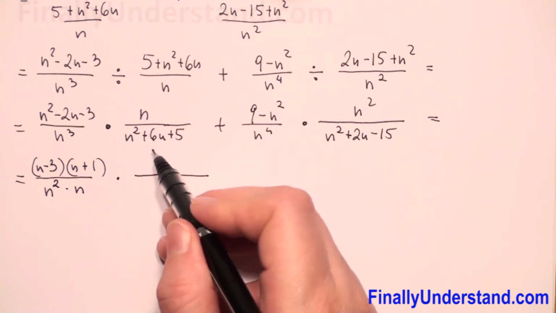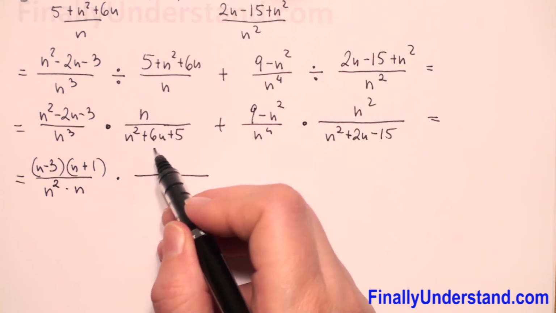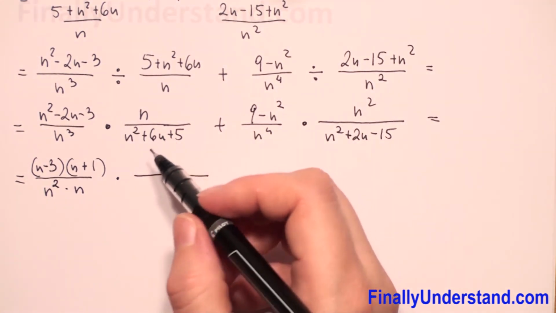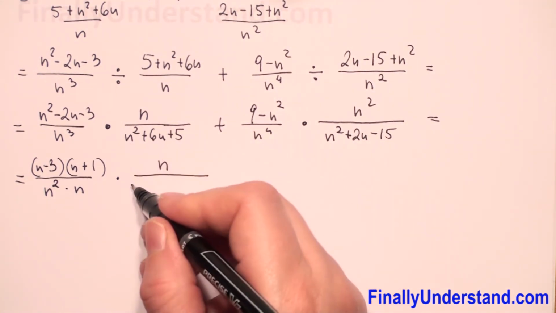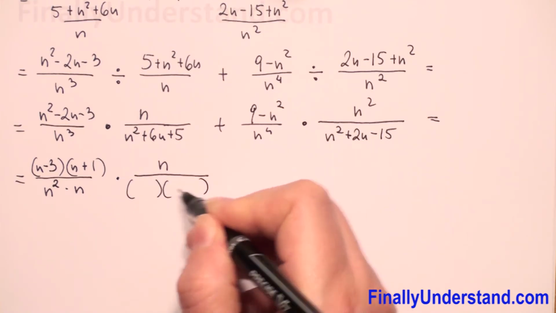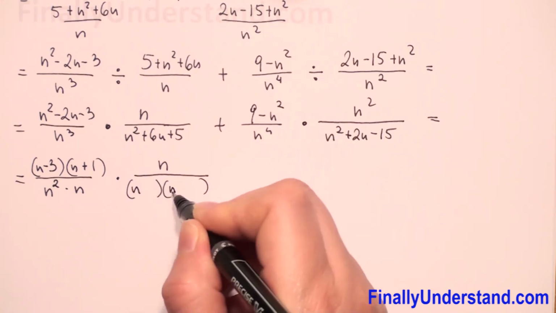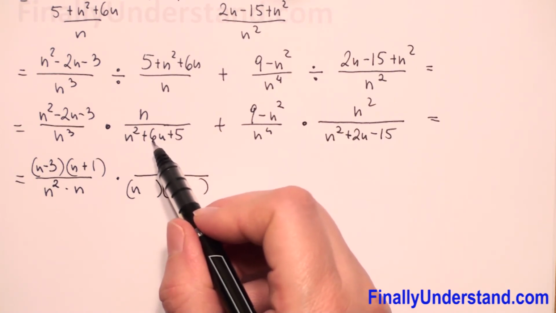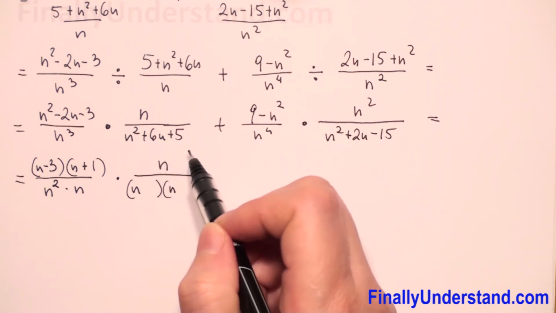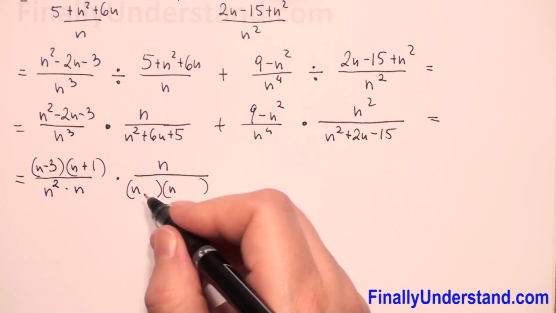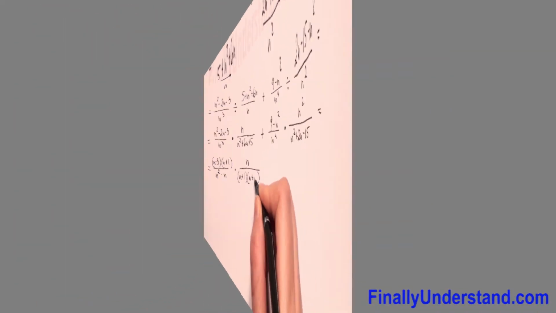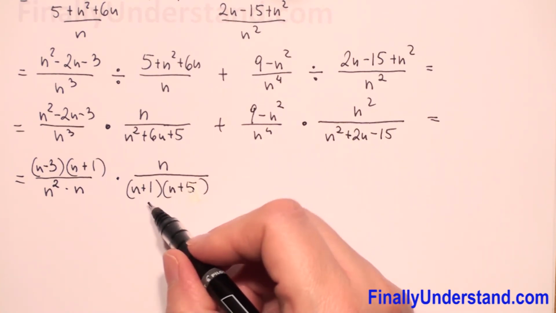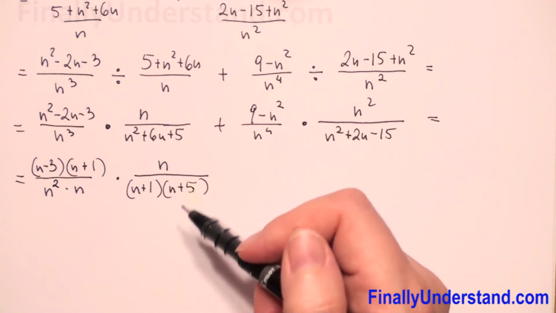n. Now we will try factorize n squared plus 6n plus 5. So I need n squared, so first I will put in parentheses n and n. N times n give me n squared, and when I add two numbers I need to have 6, and when I multiply these two numbers I have to have 5. So it will be 1 and 5. 1 times 5 is 5, and 1 plus 5 is 6, so everything is okay.